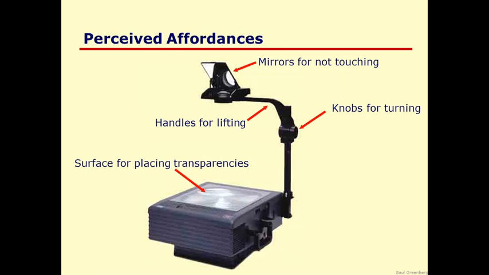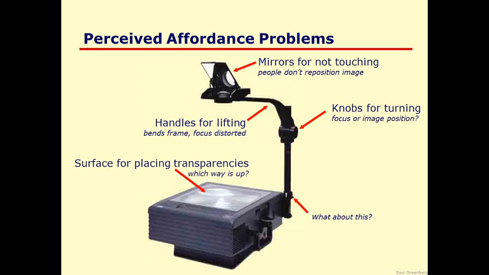So mirrors are not meant for touching, the knobs for turning, the handles are for lifting, and the surface for placing transparencies. So you know what you do. So you also get it, because nobody needs to teach you. When you see a knob, you know that it is going to get rotated, you need to hold it, and you need to do that. So when you see certain shapes, we understand it. So we call it perceived affordances from the outside world.